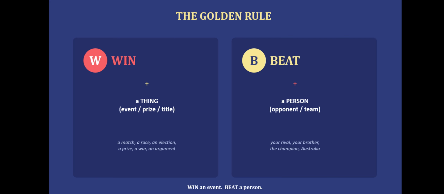Here is the one rule you need to remember for the rest of your life. Win is always followed by a thing. An event. A prize. A title. Something you can achieve or receive. Beat is always followed by a person or a team. Someone you compete against and defeat. Say it with me, win an event. Beat a person. That's it. That is the entire secret. Now let's look at each one in detail.